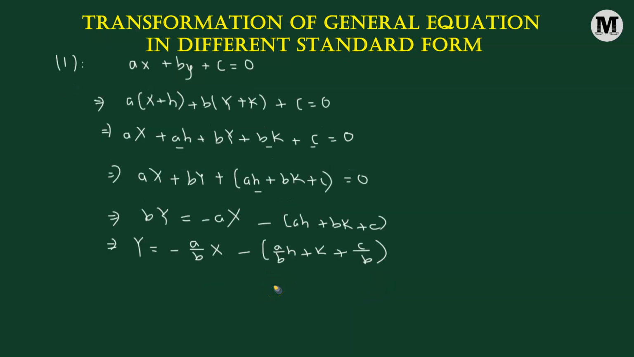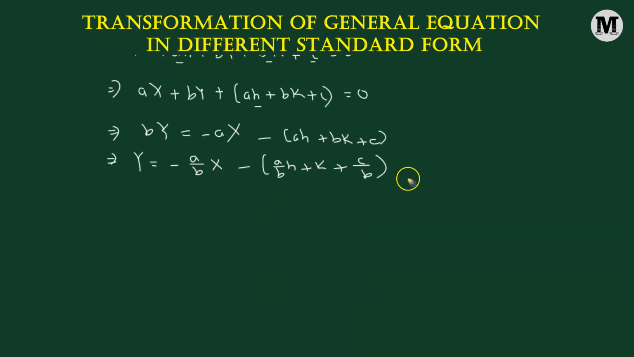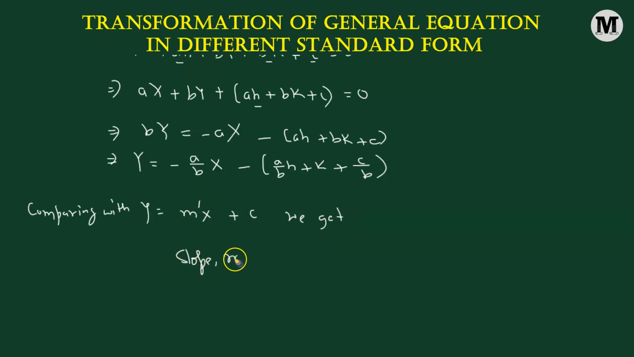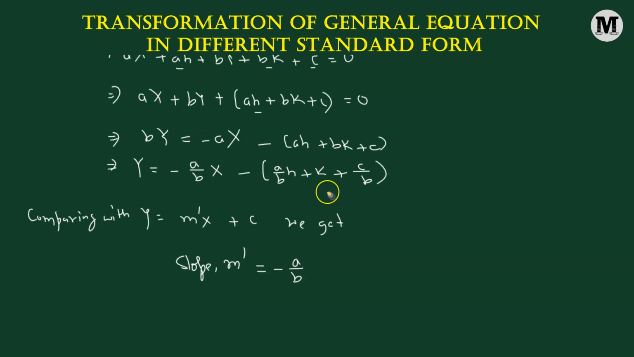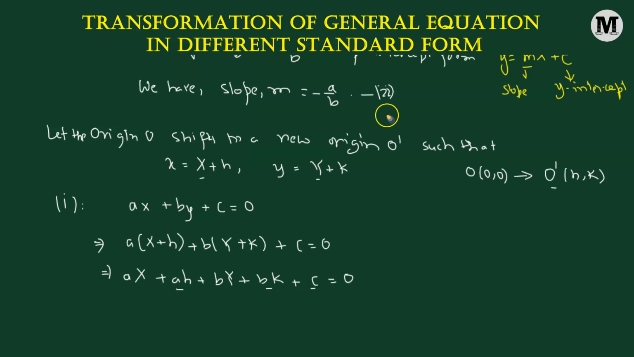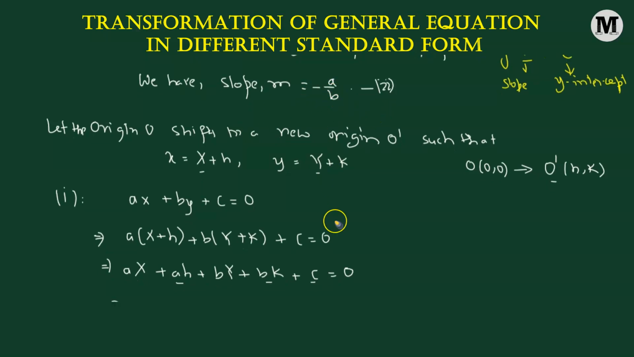Now this is the equation of the line in the new coordinate system. If we compare the new equation that we got with y equals mx plus c, what do we get? We get the new slope, let's call it m prime. The new slope m prime comes out to be negative a over b. We have gotten the same value. Earlier also we got the slope to be equal to negative a over b.